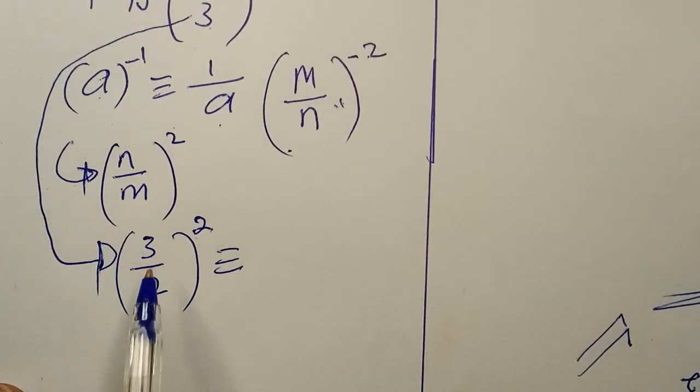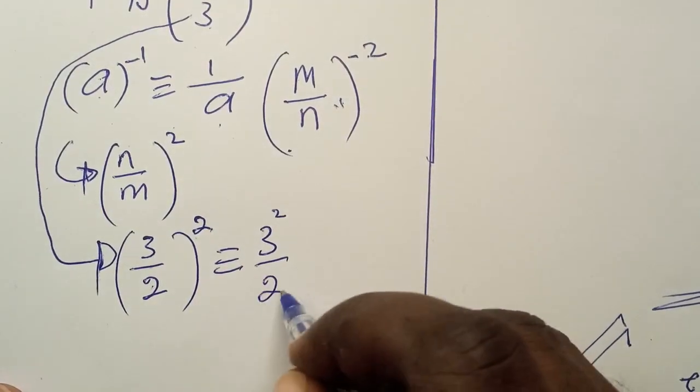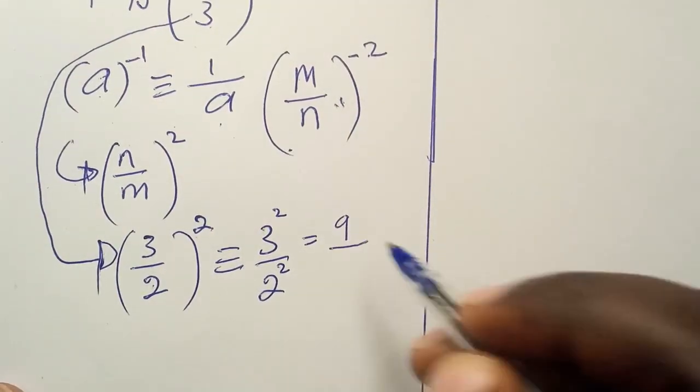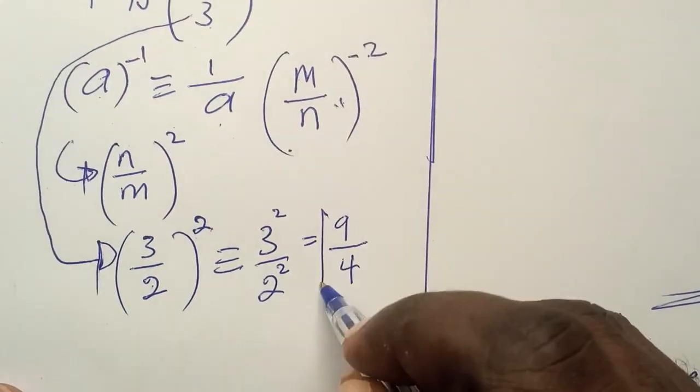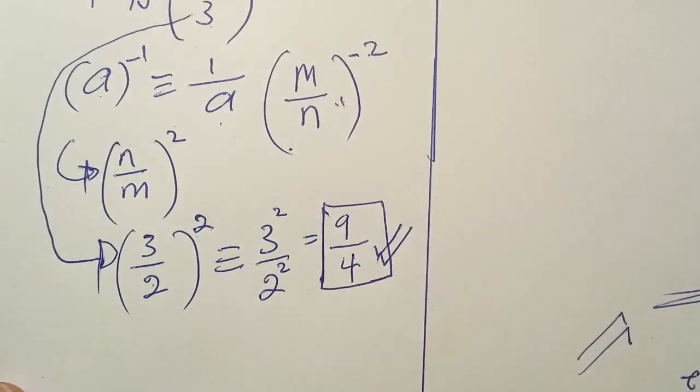This means 3 raised to the power 2 divided by 2 raised to the power 2. So 3 to the power 2 divided by 2 to the power 2. This is the same as: 3 to the power 2 is 9 and 2 to the power 2 is 4. Therefore, our final answer is 9 over 4.